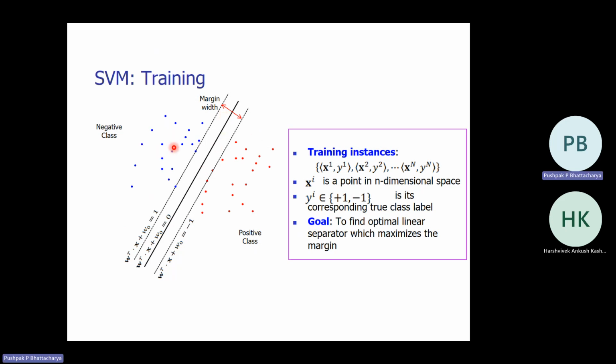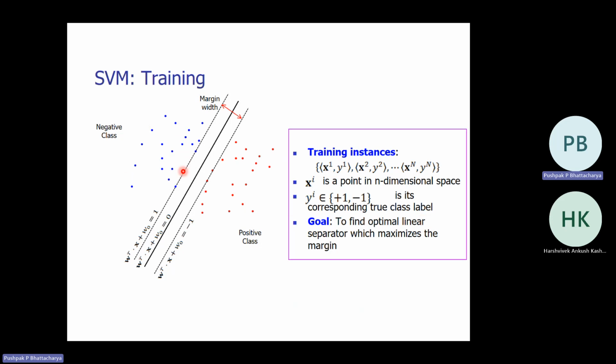Now the points are given in the form of x1, y1, x2, y2, and so on for these two clusters. For each of these points, there is a label. The points are x1, x2, xn, and so on. The labels are y's. For some mathematical convenience in support vector machines, we deal with the labels +1 and -1. We'll see very soon why it is so. So yi belonging to +1 and -1 is its corresponding true class label.